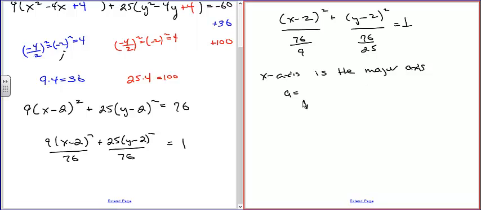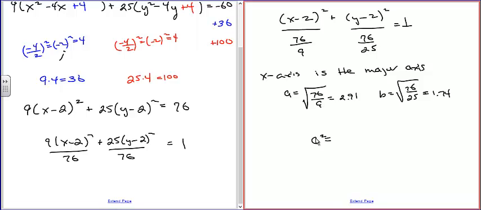And so A is equal to the square root of 76 over 9. 76 divided by 9, take the square root, you get 2.91. And B is equal to the square root of 76 divided by 25. Excuse me. 76 divided by 25, take the square root, 1.74.